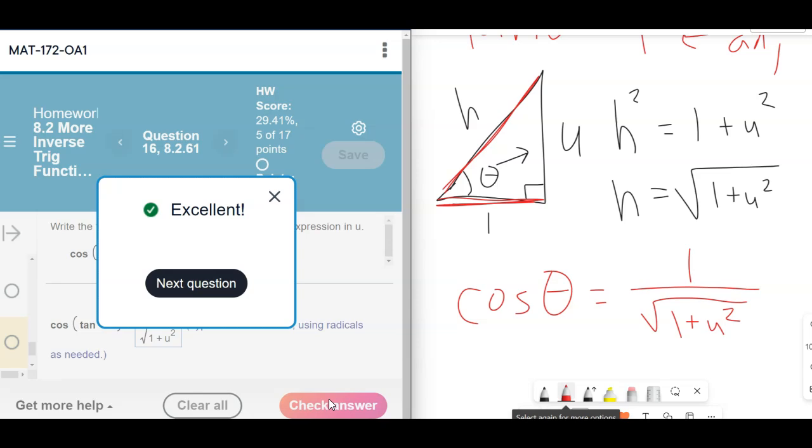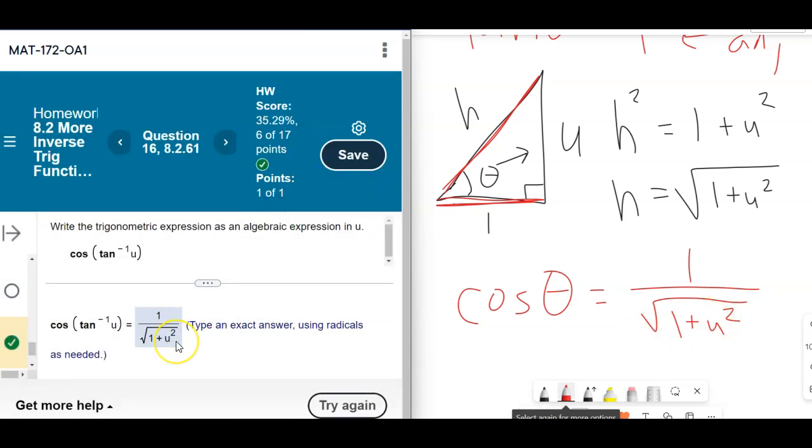We don't need to simplify, meaning multiply top and bottom by this square root. We don't have to rationalize the denominator, so that's perfectly fine if you just leave it in that form.